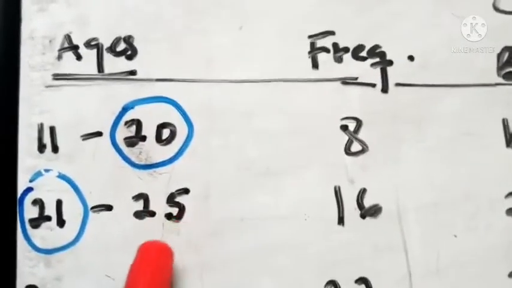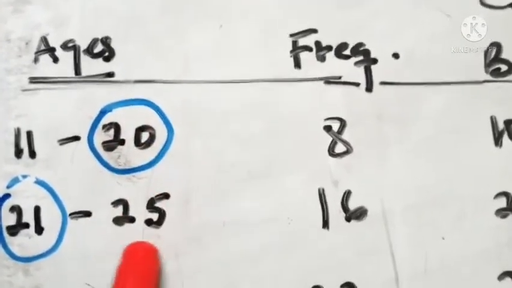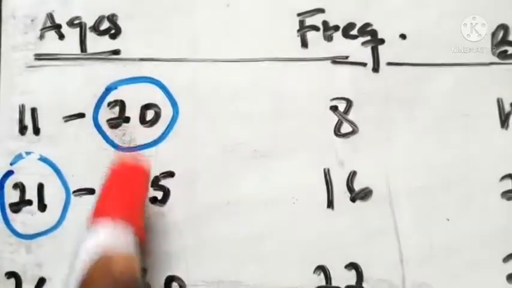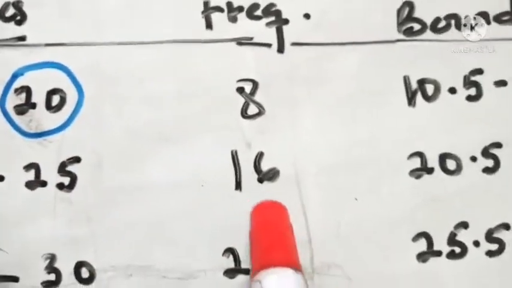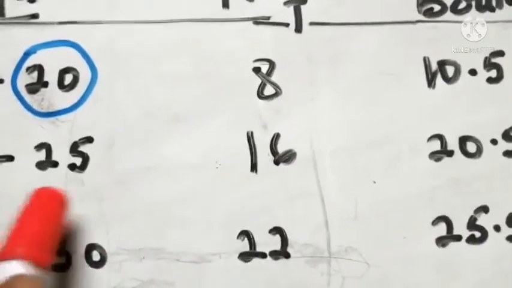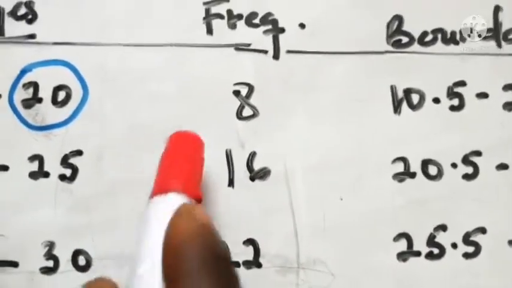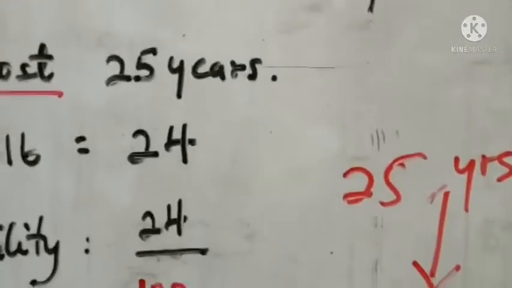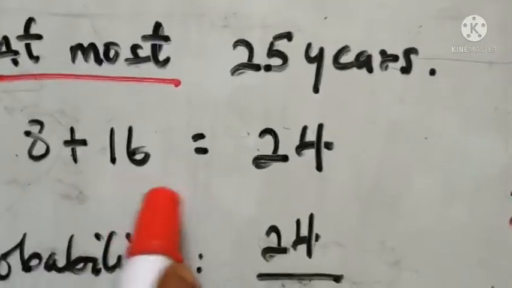So these people are below 25 years. The categories are 21 to 25 and 11 to 20. How many are they? They are 16 and 8, right? Those between 21 and 25 are 16, and those between 11 and 20 are 8. So below 25 years is 16 plus 8, which will be 24.